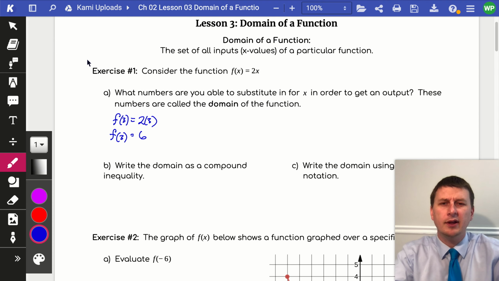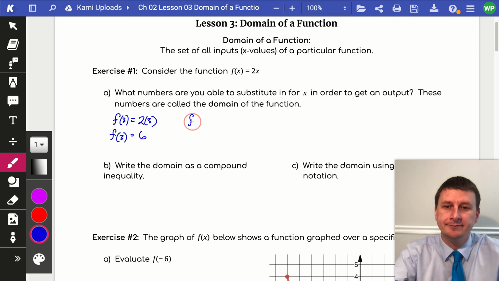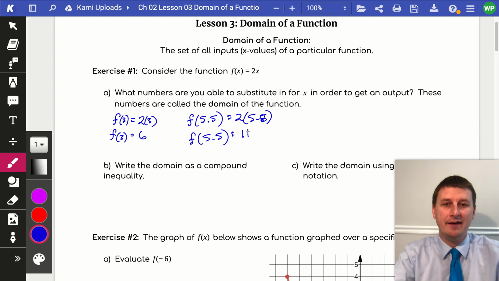Great. Now let's try a decimal. Are you able to substitute a decimal in for x? Let's say 5.5. And 2 times 5.5. Will we get an answer? Will we get an output? Sure we will. We'll get f of 5.5 is going to give us 11.